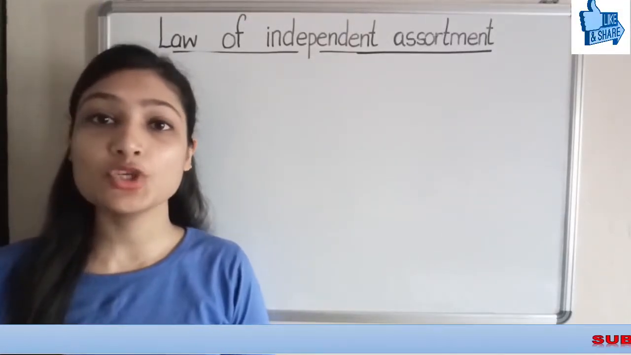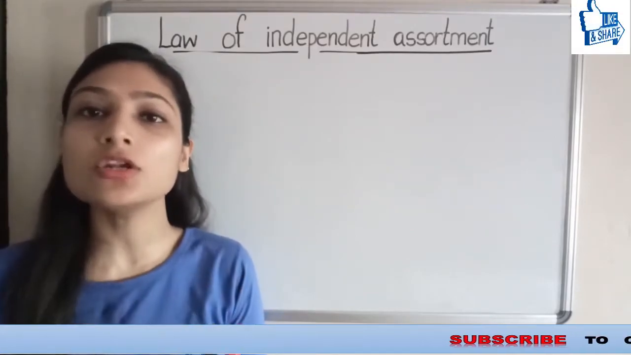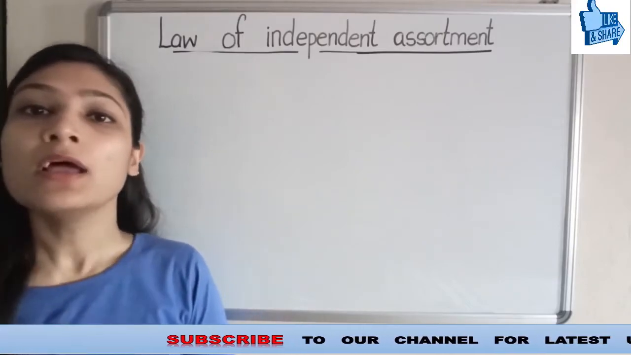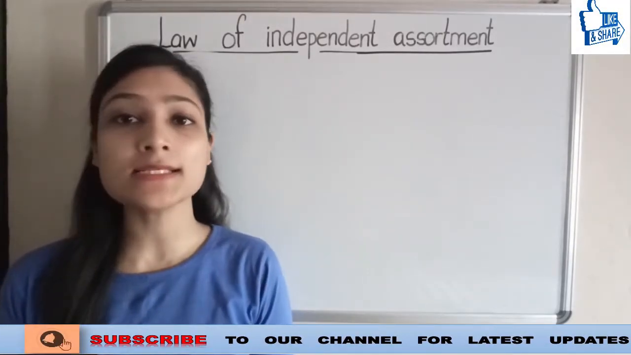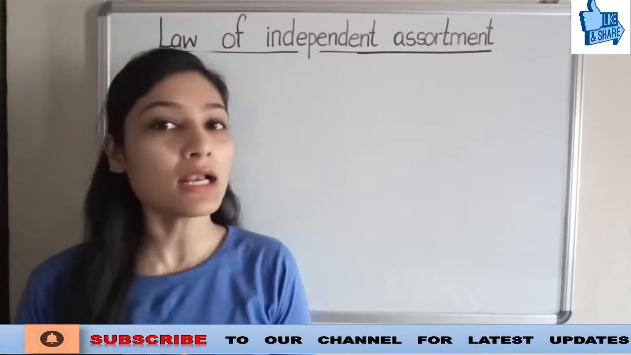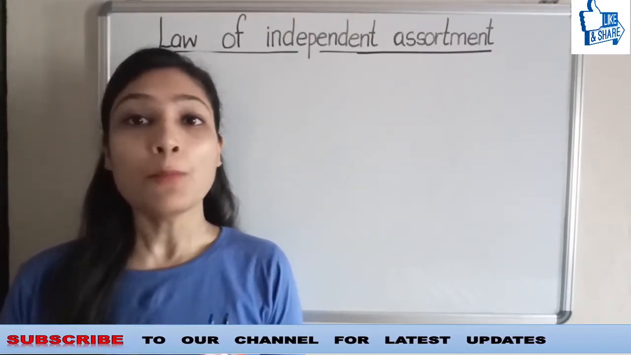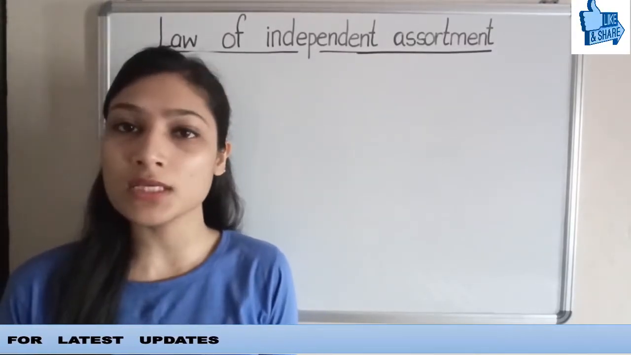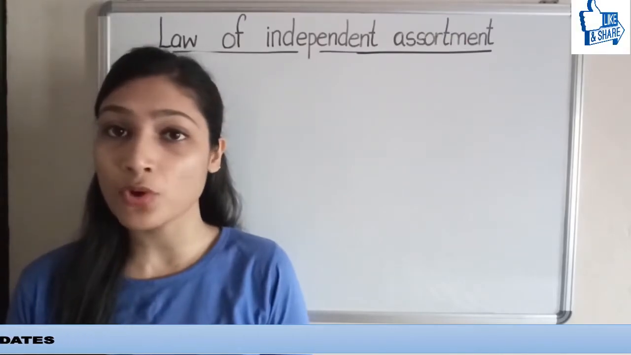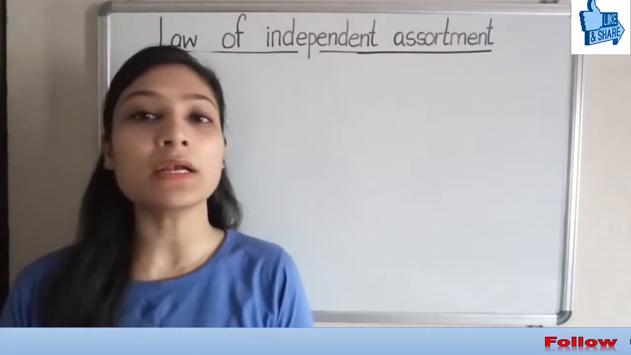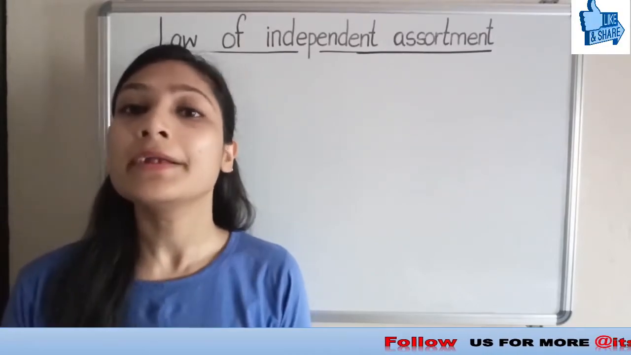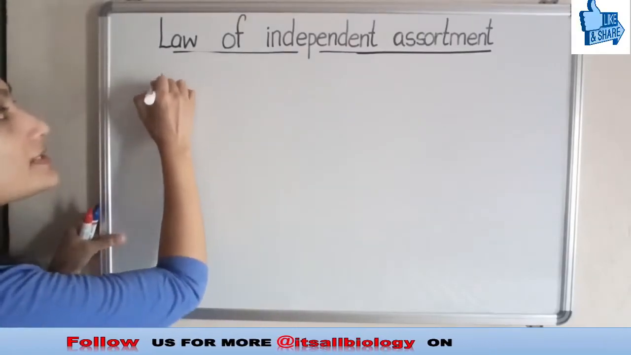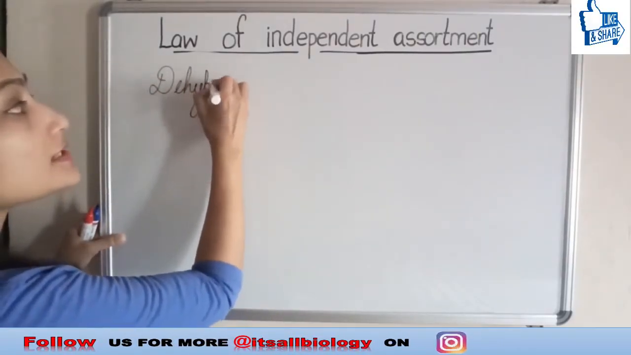Everyone, in this video we will learn about Mendel's third law of inheritance, that is the law of independent assortment. In our previous videos, we have already discussed the law of dominance and the law of segregation. Both could be understood using either a monohybrid or a dihybrid cross, but to understand this particular law, we'll need a dihybrid cross. You know that in a dihybrid cross, we consider two characters at a time.